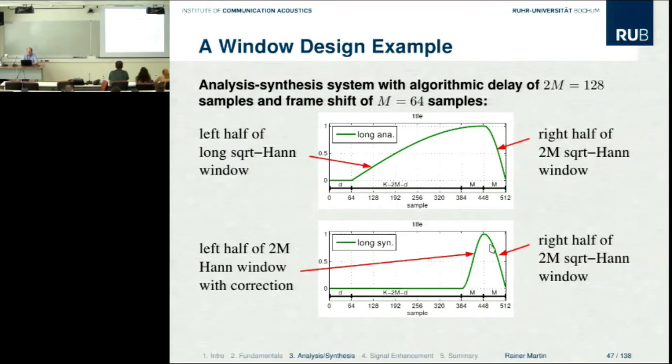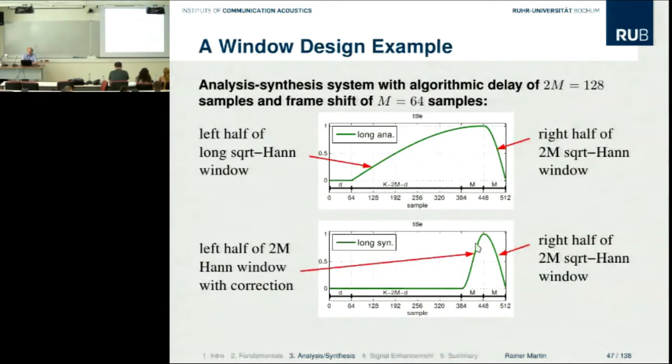And for the synthesis window, which should always be short because the delay is governed by the length of the synthesis window, you use the right half of the short square root Hann window, exactly the same part that you used for the long window. You use it here on the right-hand side again, because then the product will give you simply a Hann window.